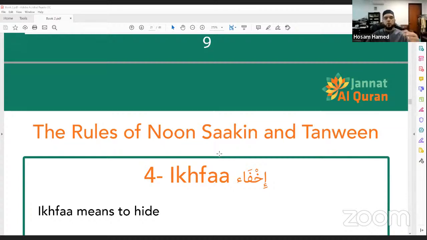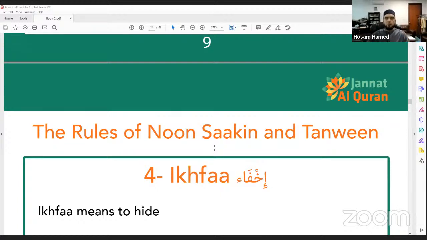Then the second rule, we said, is al-Idgham. Al-Idgham comes with six letters as well, which are Ya, Ra, Mim, Lam, Waw, Nun. Whenever we have these six letters, we implement Al-Idgham, which means to merge An-Nun Sakina or At-Tanween into the following letter.